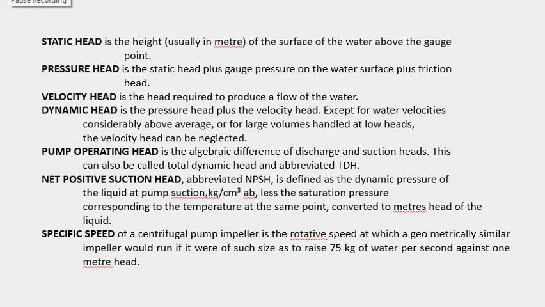Next would be the specific speed of a centrifugal pump impeller. It is the rotative speed at which a geometrically similar impeller would run if it were of such size as to raise 75 kilograms of water per second against 1 meter head.